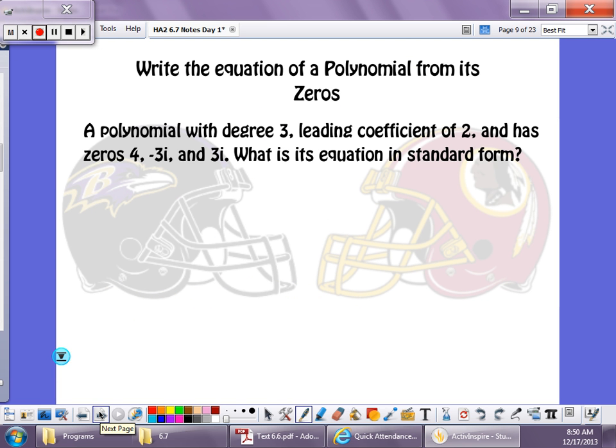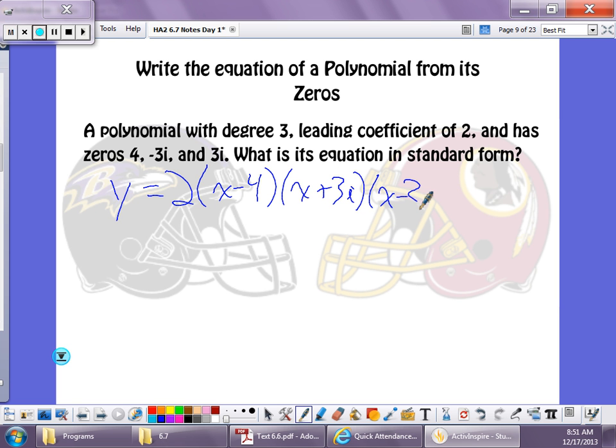Alright, so now they tell us it's degree 3 with a leading coefficient of 2 and has zeros 4, negative 3i, and 3i. Notice if there's a negative 3i, there has to be a positive 3i. If there's a positive 3i, there has to be a negative 3i. So the only thing that's new here is the leading coefficient of 2. What do you think we're going to do with that? How are we going to account for that in our equation? Right, we just put the 2 out front. That's it. So then we'd have x minus 4, x plus 3i, x minus 3i.